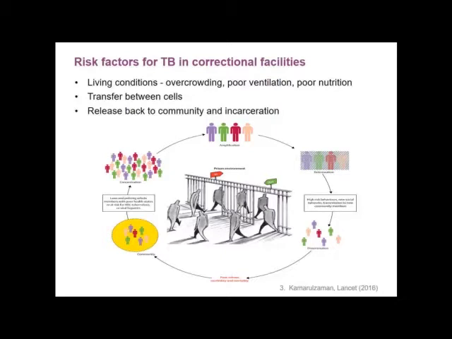I think this diagram captures well why there are more TB cases in correctional facilities. It's often overcrowded with poor ventilation and poor nutrition, and frequent transfer between cells amplifies transmission among inmates. Once they are released back to the community, those with poor health status and at a higher risk of HIV/TB are likely to be reincarcerated, continuing the cycle.